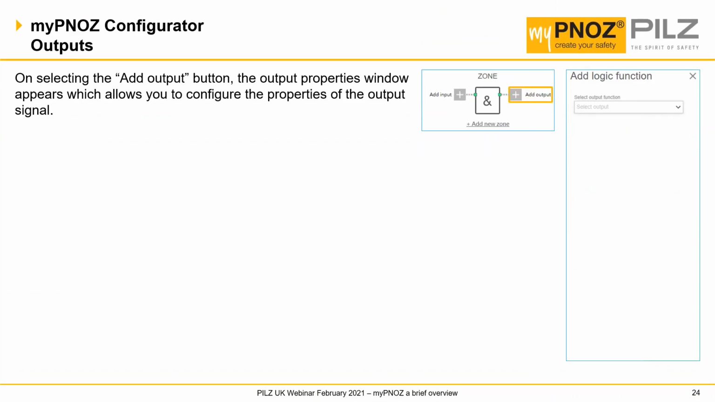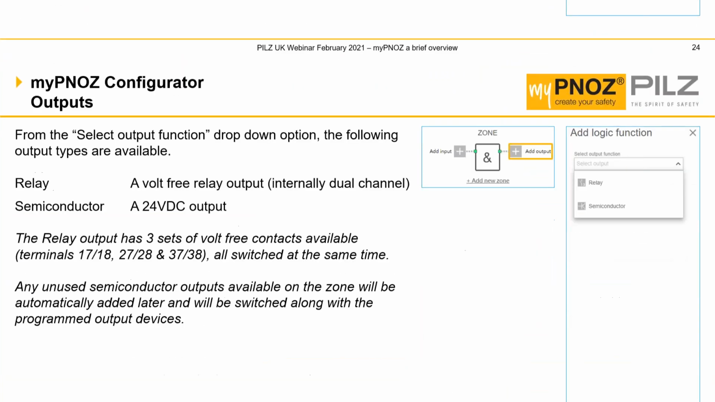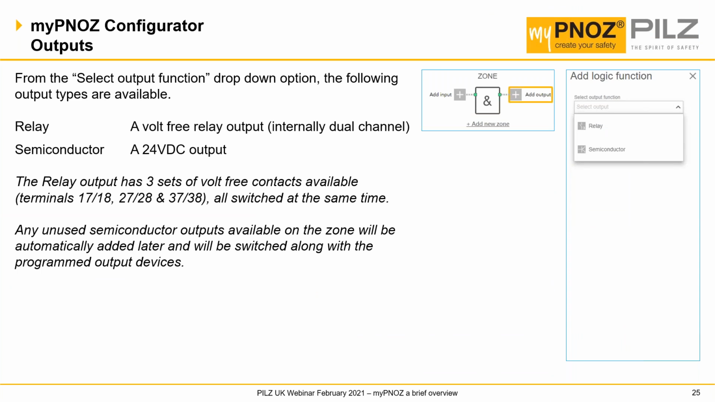Now looking at the output options, on selecting the Add Output button on the right-hand side of the zone, the Output Properties window appears, which allows you to configure the properties of the output signal. The first option drop-down box is the Select Output function, where you have the option to choose a relay, which is obviously volt-free contacts, and semiconductor, which is a 24-volt DC output.